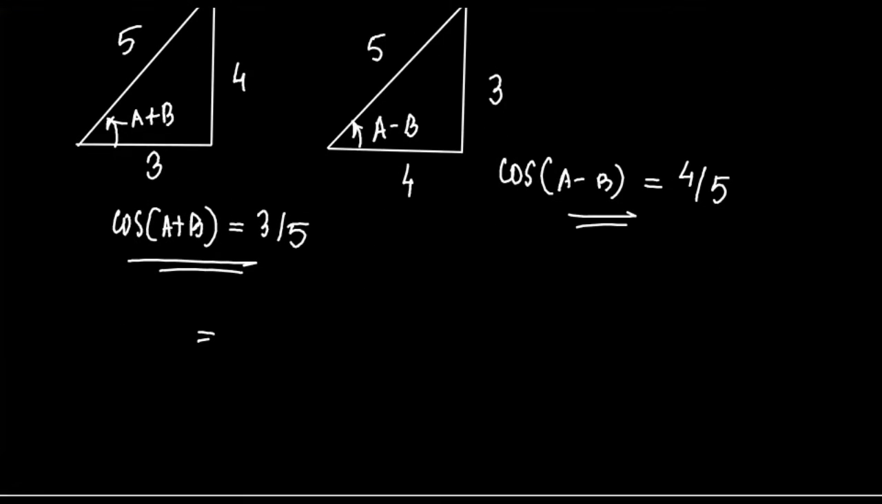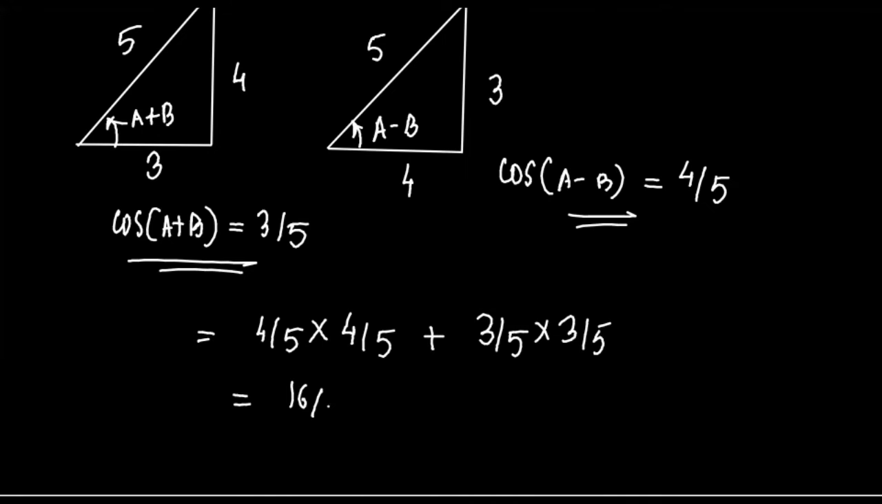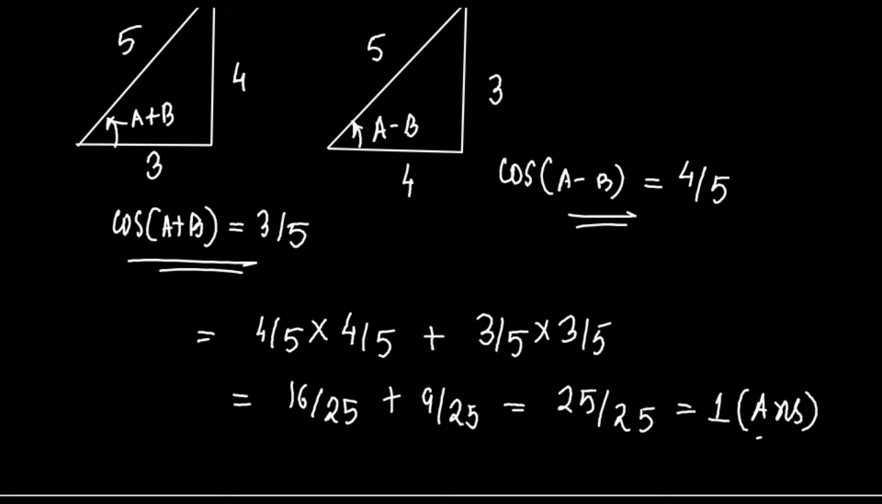The formula was sine of a plus b into cos of a minus b. Sine of a plus b is given as 4 by 5, into cos of a minus b, which we have got as 4 by 5, plus cos of a plus b, that is 3 by 5, and sine of a minus b is also 3 by 5, given in the question. So it is 16 by 25 plus 9 by 25. If I take the LCM, it is 16 plus 9 by 25, that is 25 by 25, which is equal to 1. So 1 is the required answer for this question.